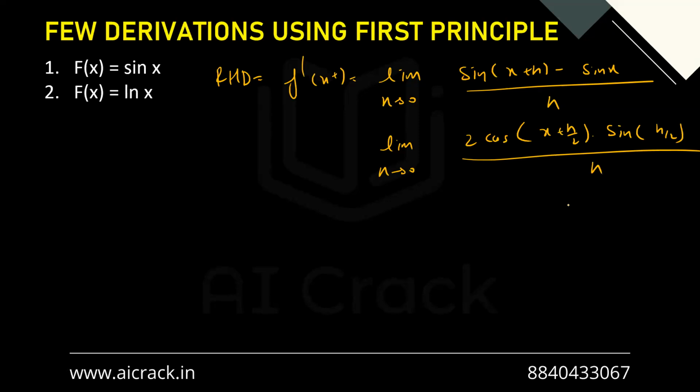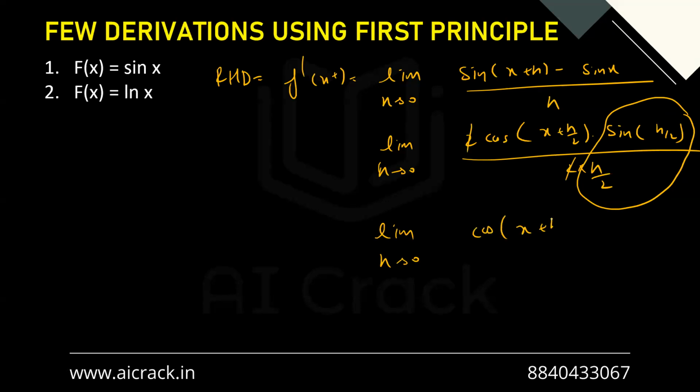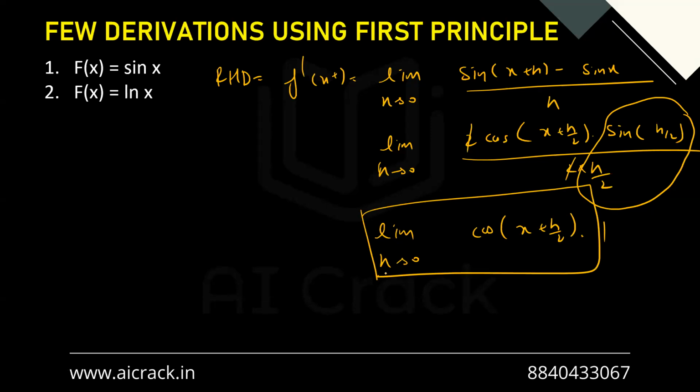Divided by h. Now this looks like standard limit because h is approaching 0, right? But we don't have h by 2 over here. So let's create that. We'll be multiplying and dividing by 2. Now this 2 gets cancelled out and this becomes the standard limit, right? So this becomes limit h approaches 0 cos of x plus h by 2 dot 1, because this is 1 only, right? Standard limit. Now, if we talk about this particular limit, that would be cos x only, right? Because h is approaching 0. So this becomes cos x.